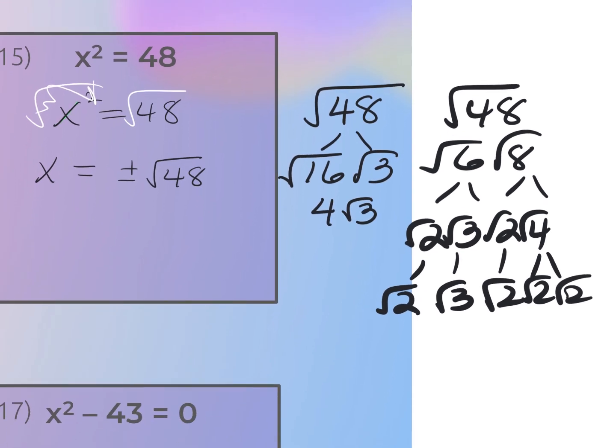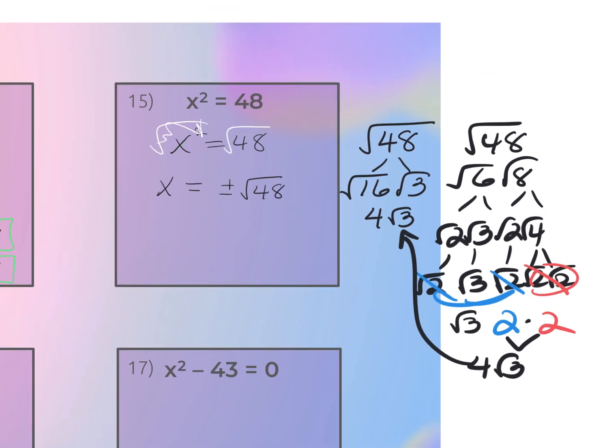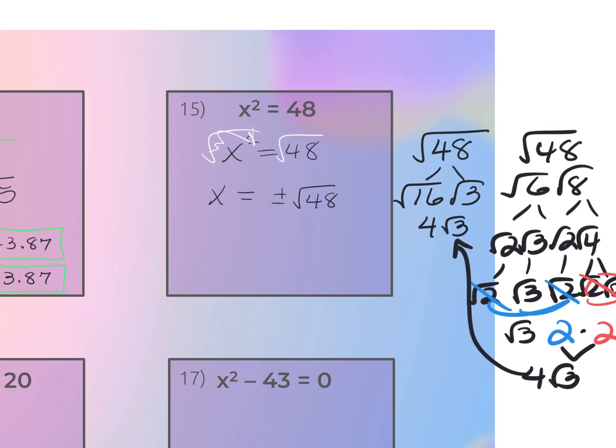And then remember, now you go back and look for pairs. I got a pair of 2's here. That 2 comes out. I can make another pair over here, but then there's no pair for the 3. He stays underneath. Multiply these two 2's, and same answer I got when I had just done 16 times 3. So in simplest radical form, this becomes plus and minus 4 square root 3.